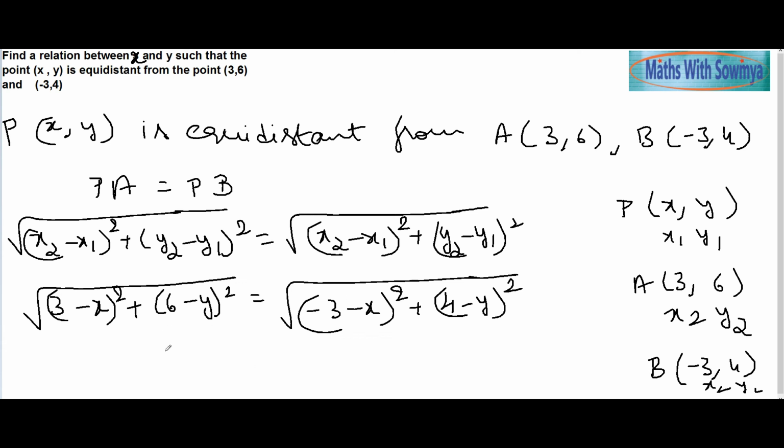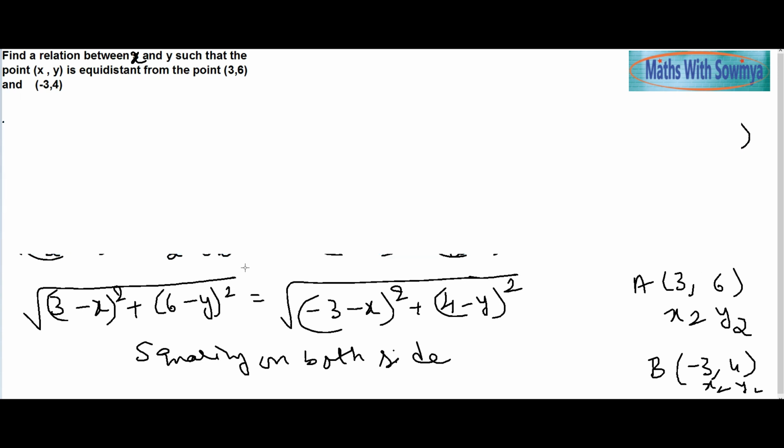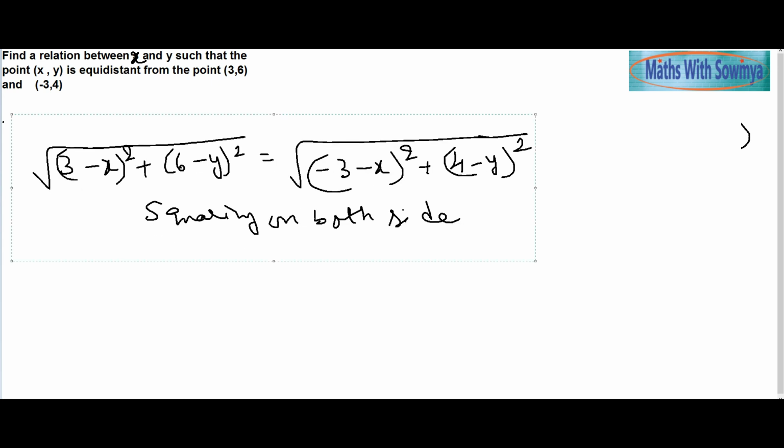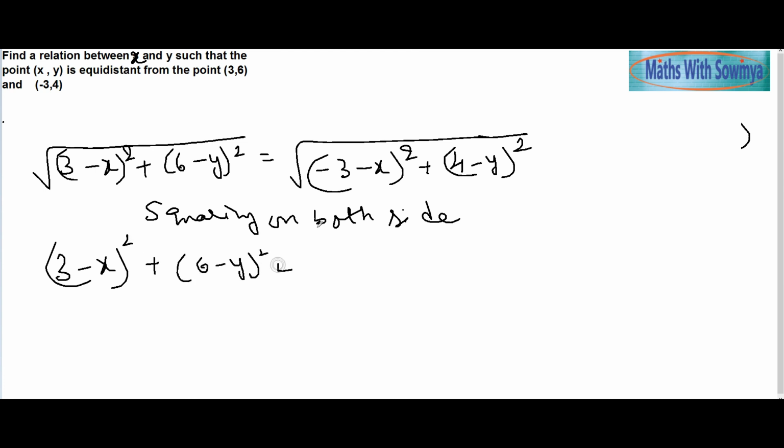Now we can say, squaring on both sides. On squaring we can easily remove the square roots. So on removing the square roots we will continue. This will become (3 minus x) whole square plus (6 minus y) whole square equals, taking minus 3 as common factor, (3 plus x) whole square plus (4 minus y) whole square.